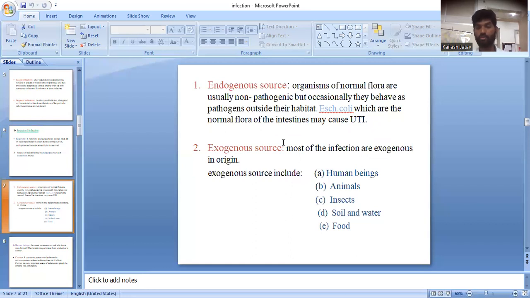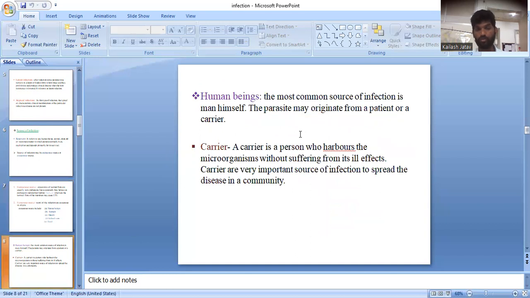Exogenous sources include human beings, animals, insects, soil, water and food. Human being: the most common source of infection is man himself. The parasite may originate from a patient or a carrier. The carrier is a person who harbors the microorganism without suffering ill effects. Carriers are a very important source of infection to spread the disease in a community.